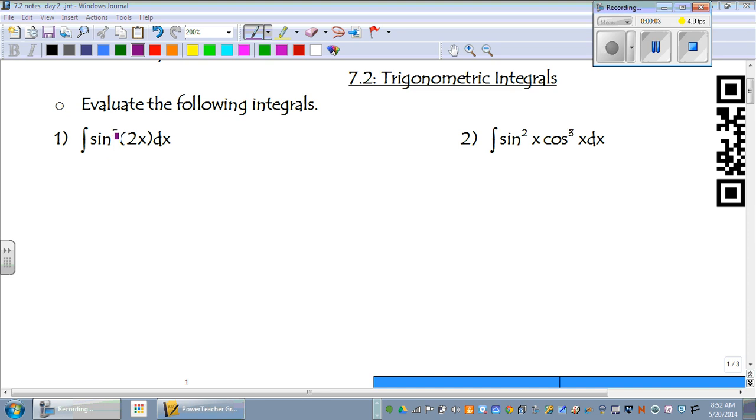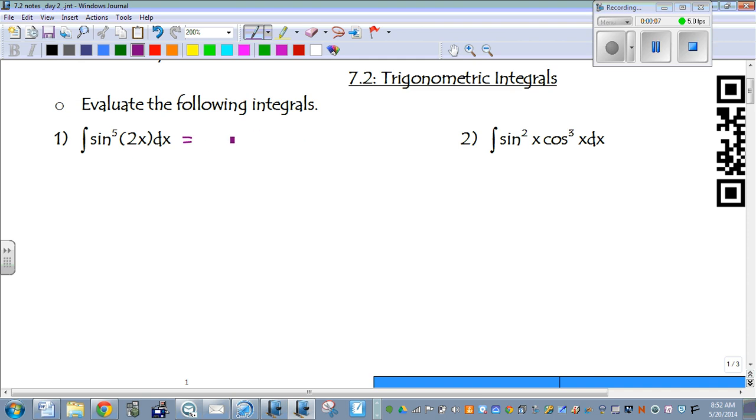We have sine to an odd degree, so we're going to take out a sine and put it at the end, kind of save it for our du. So we get sine to the fourth of 2x times sine of 2x dx. So we're kind of saving this for our du, which means everything else then needs to be in terms of cosine, because we're going to set cosine as our u, and then this will be our du.